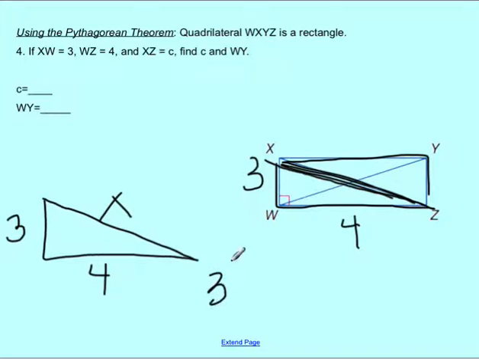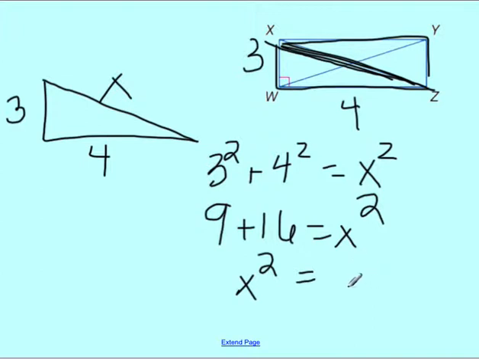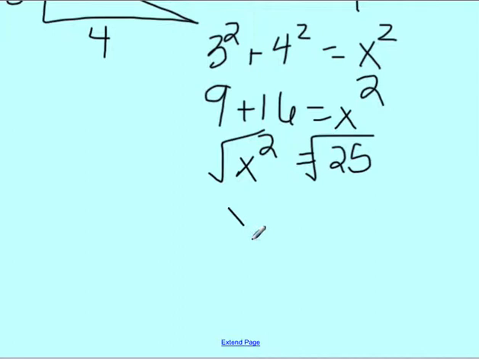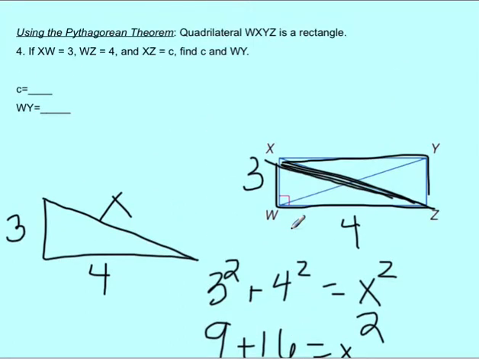Using that Pythagorean theorem, our two legs squared need to be equal to our hypotenuse. 3 squared is 9, 4 squared is 16, and that's equal to x squared. So then I get that x squared is equal to 25. To completely solve for x, I need to take the square root of both sides, and I get that x is equal to 5. So here I get that x is equal to 5, which is going to be my answer for both of those problems.